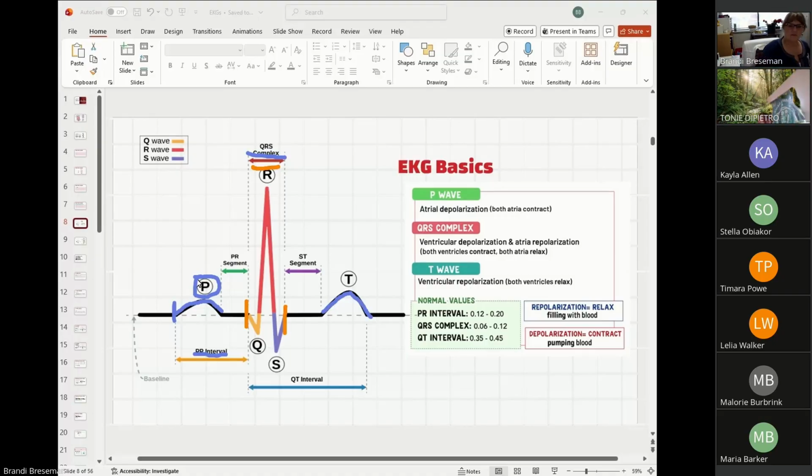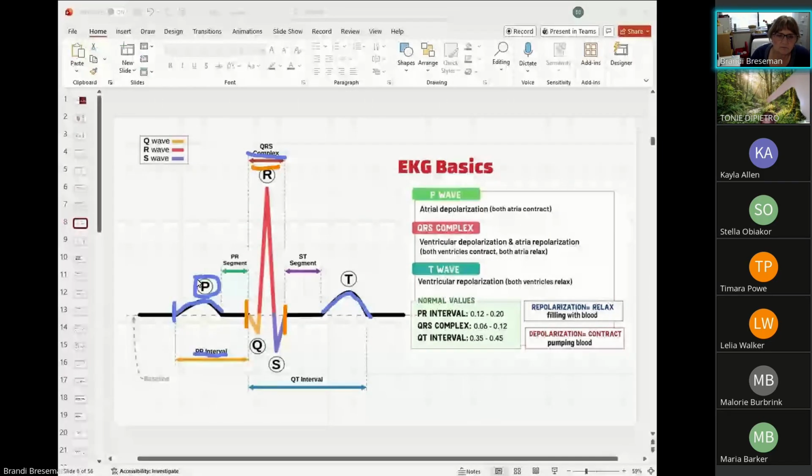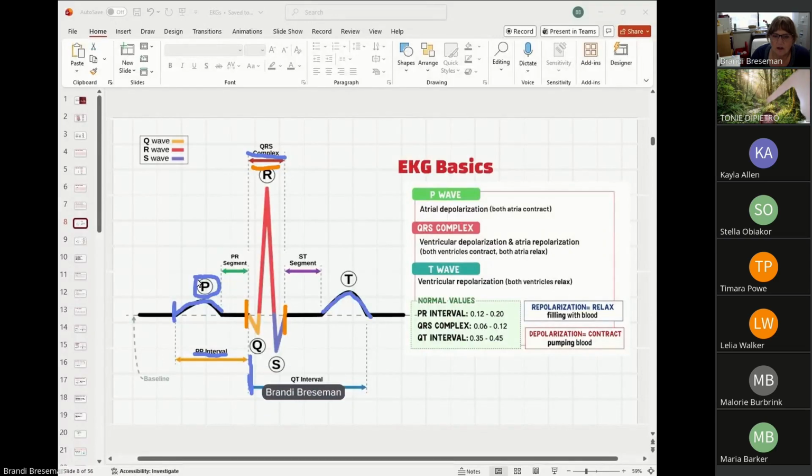And then the last thing that we're going to look at or measure is called the QT interval. Our QT interval starts at the very beginning of our Q wave right here and goes all the way to the end of our T wave right here.